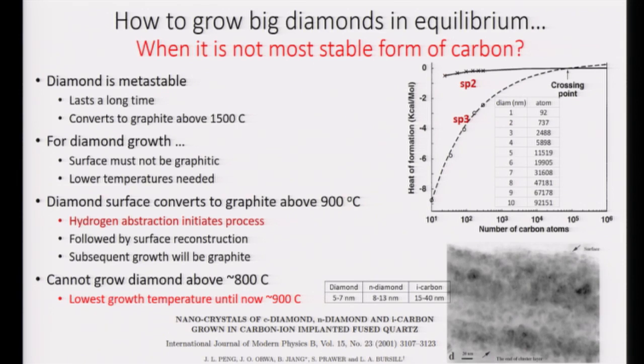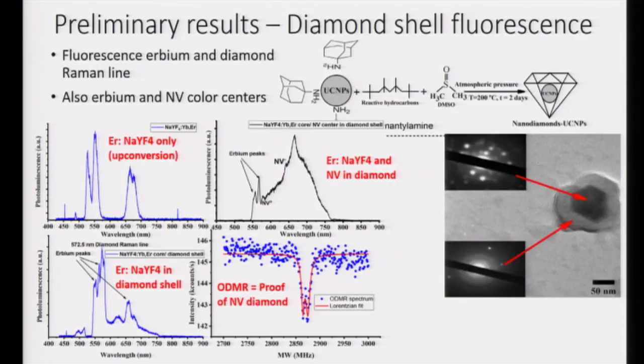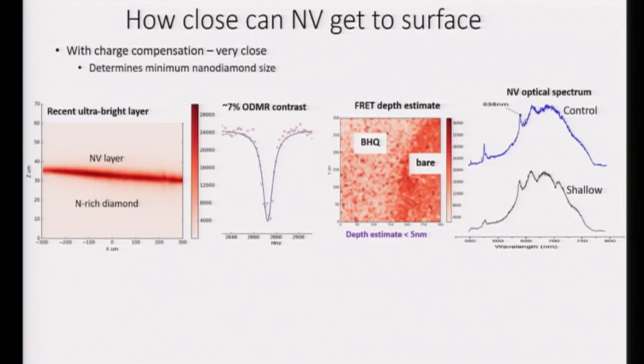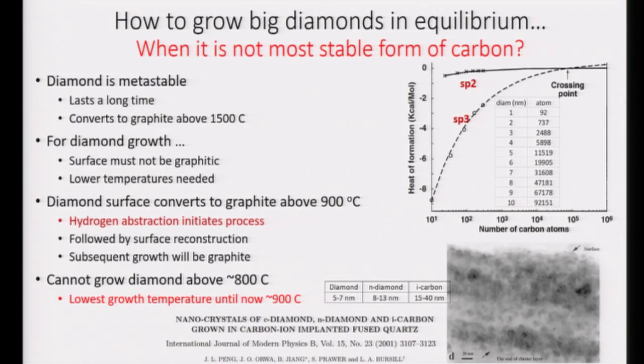However, what we found, I don't know if you noticed this, is that here we got things that are much bigger than that. And these were growing at atmospheric pressure. If you look at previous literature, you'll find that when you grow at atmospheric pressure, in the range of 5 to 7 nanometers you get diamond, 8 to 13 you get n-diamond, and above that it is graphitic. So we've grown way past the limit of stability of diamond, and we haven't got graphite. So the question is, how can that be?